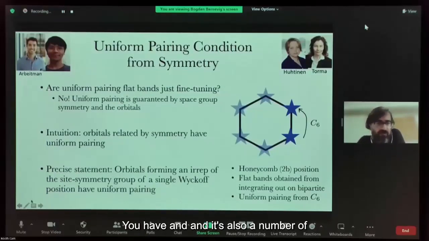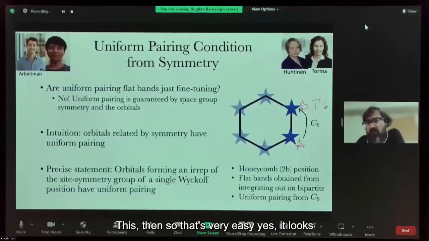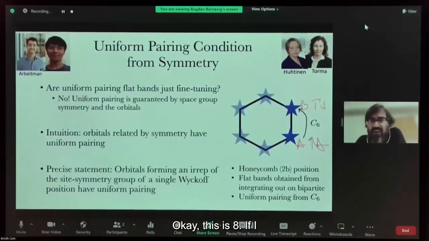For example, if I have a lattice where I have two orbitals, A and B, each of them spin up and spin down. This is one of the simplest things we can do. This is A and B. If I have C6 symmetry, then immediately I'm going to get the uniform pairing condition by default. So symmetry imposes immediately the uniform pairing condition in several cases.